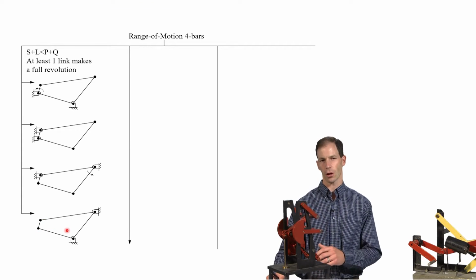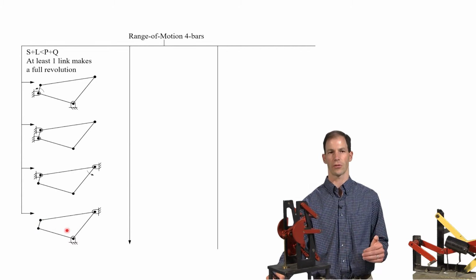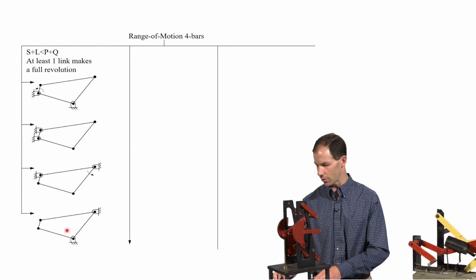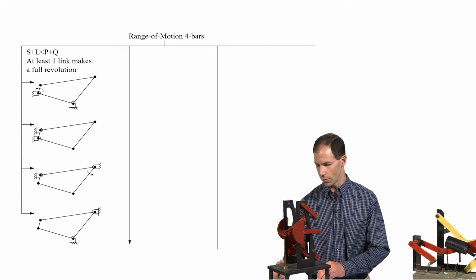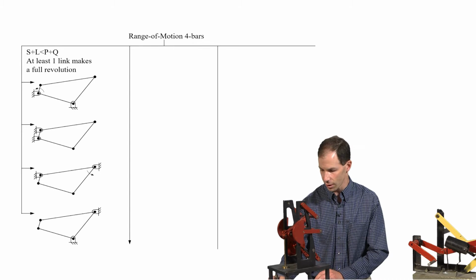Now you'll notice that I'm talking about where the shortest link is, because that actually determines how our mechanism is going to move. So if the shortest link is the input, then we are going to have what we call a crank-rocker mechanism.